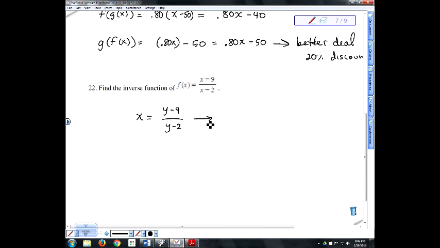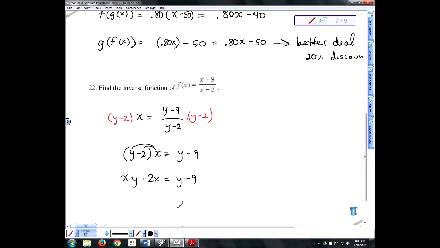Next step here is, we don't want to have this fraction, especially if we have a y on the top and a y on the bottom. This fraction is no good, so I'm going to clear out the fraction by multiplying both sides by the denominator. So that's going to leave y minus 2 times x equals y minus 9. I'm going to go ahead and distribute the x and get xy minus 2x equals y minus 9. What I'm trying to do here is isolate y.